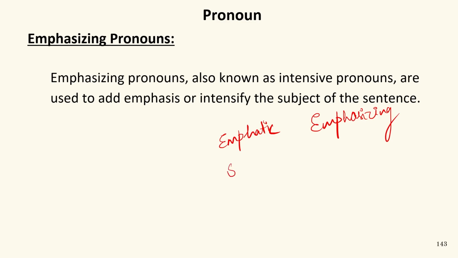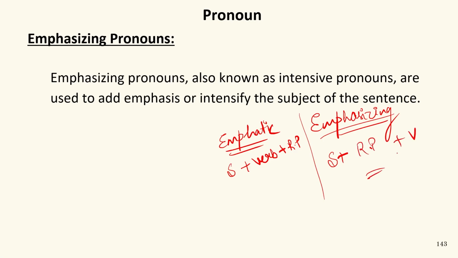Whenever we write the reflexive pronoun just after the subject. Now if the sequence is like subject plus verb plus reflexive pronoun, this is called emphatic. But if the sequence is like subject plus reflexive pronoun plus verb, this is called emphasizing. Here the reflexive pronoun has been used to emphasize the subject only. It focuses on this subject only. It stresses the subject only.